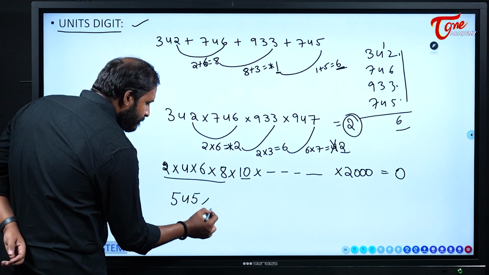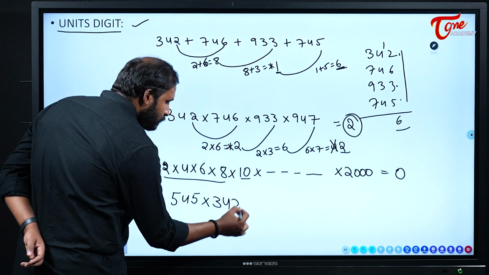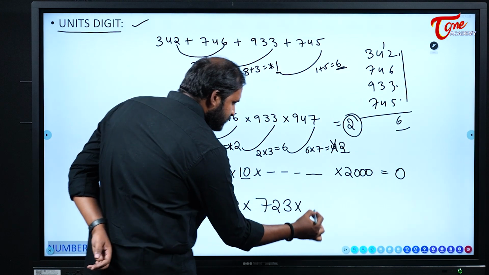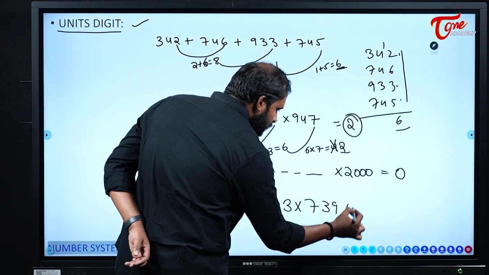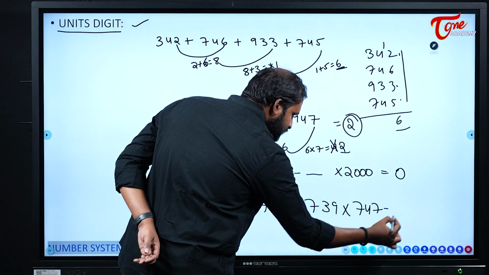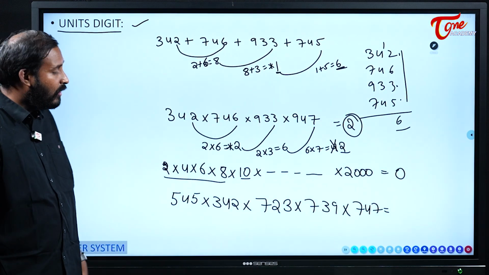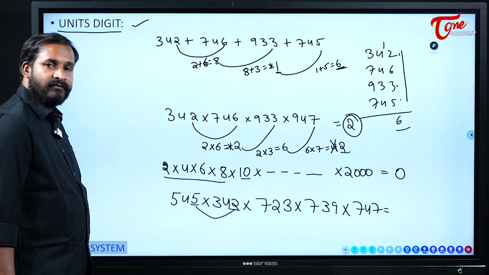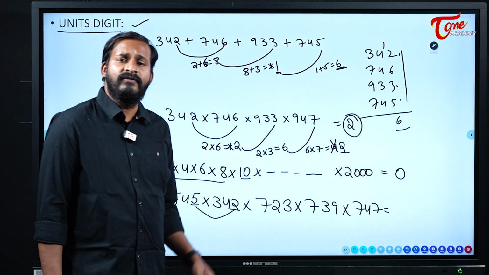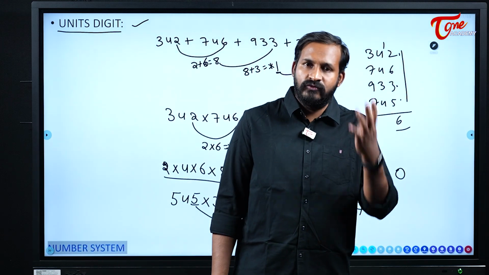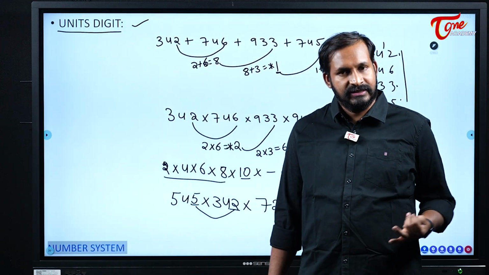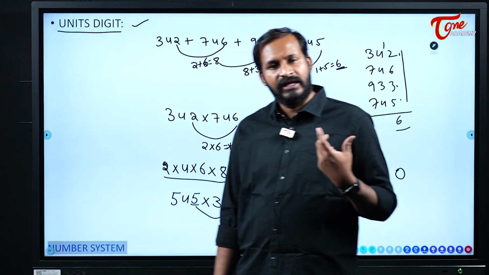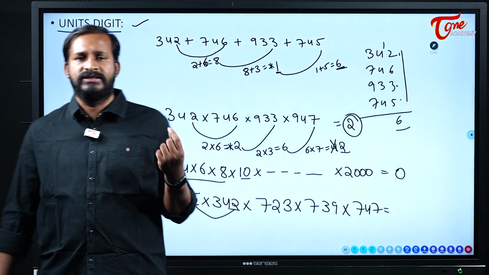For example, there is a question something like this: 545 into 342 into 725 or else 723 into 739 into 747. What is the units digit of this one? We all know 5 with any even number. When you multiply 5 with any even number, we get the units digit as 0. 5 2s are 10, 5 4s are 20, 5 6s are 30, 5 8s are 40 and so on. So when you multiply 5 with any even digit, obviously you get the units digit as 0.